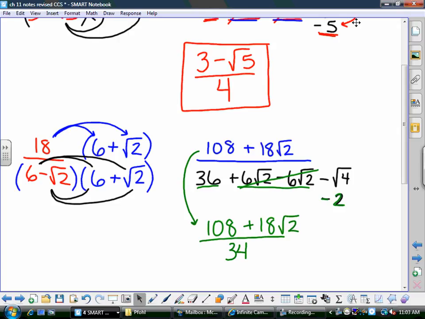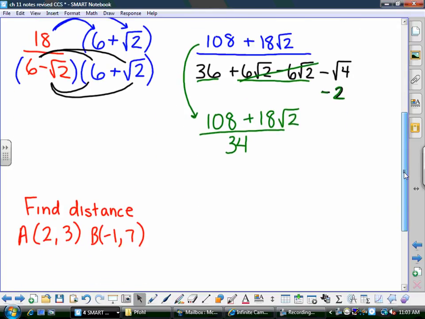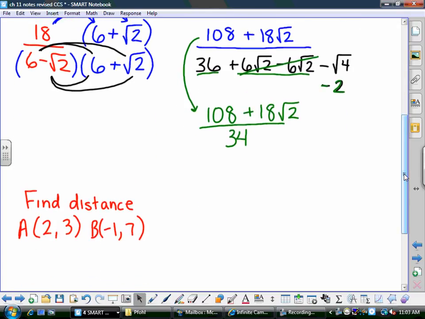Another problem from the back side of the worksheet is a review one where we're finding the distance. When we find the distance, we always make a little right triangle and do x minus x on one side, 2 minus negative 1 is 3. And then we'll do y minus y on the other side. 3 minus 7 is negative 4.